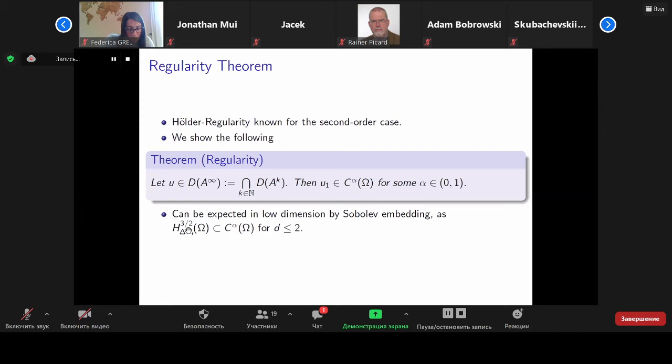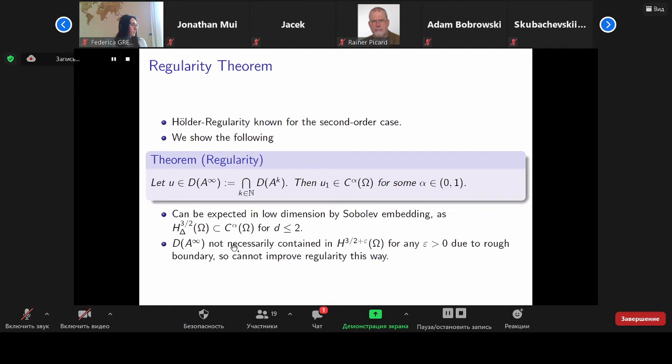So now one might hope, because we have much more regularity, that this exponent 3/2 might increase, and then this should also hold in higher dimensions. This is unfortunately wrong. So it is known that because a Lipschitz domain is a rather rough boundary, though we are in the domain of A infinity, we don't have to have any better Sobolev regularity than 3/2. And so one cannot improve regularity this way.